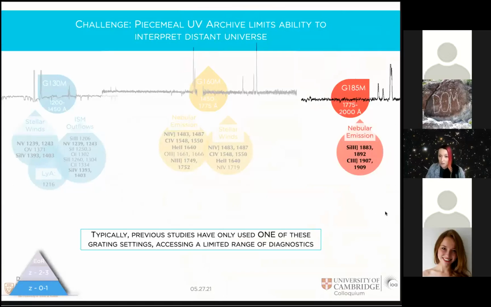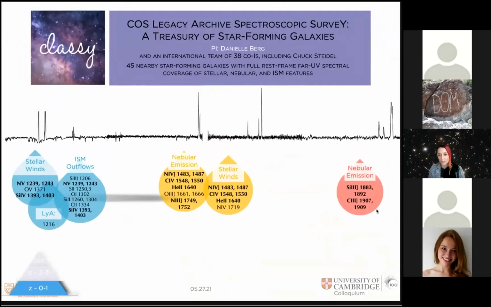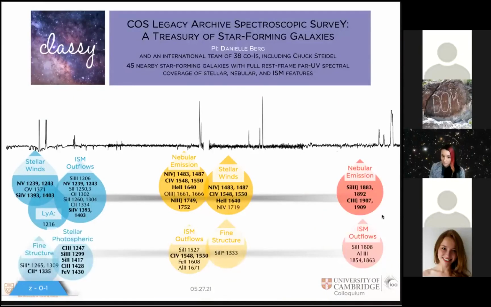And so the goal of this COS Legacy Archive Spectroscopic Survey Program, CLASSY, is to just unify this, so that we can use these full templates to really understand all of these properties together. And in addition, we focused on only using the highest resolution that we can and high signal to noise. And so that we can also get at some of these fainter and more resolution sensitive features, fine structure features, stellar photospheric features, and combine all of the science together within the same galaxies.